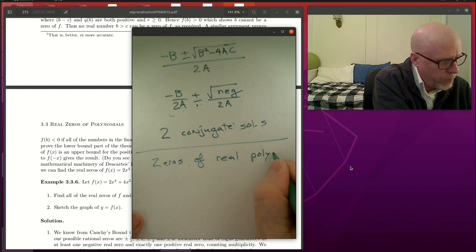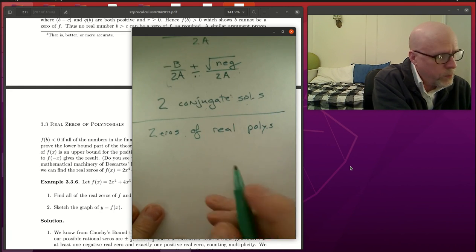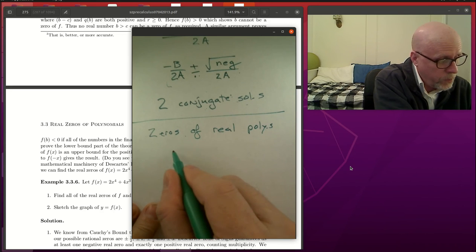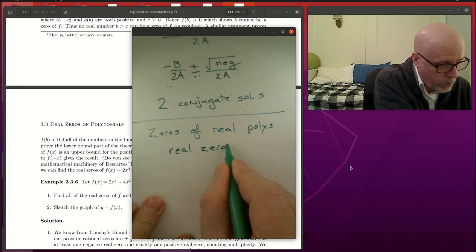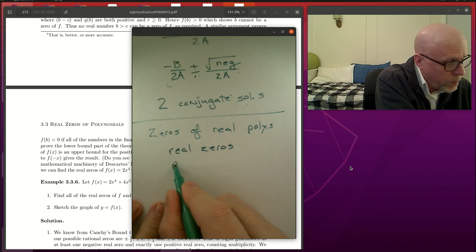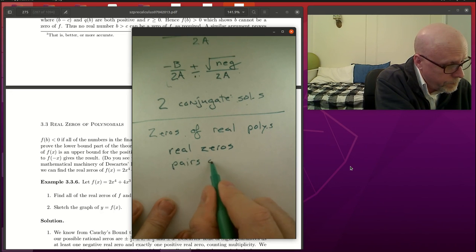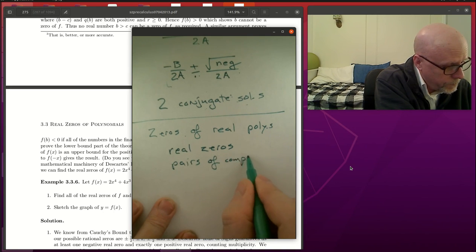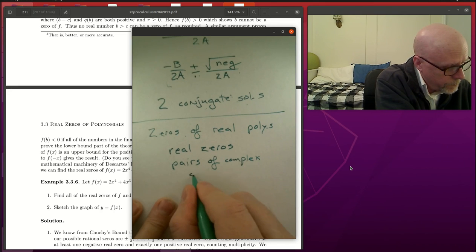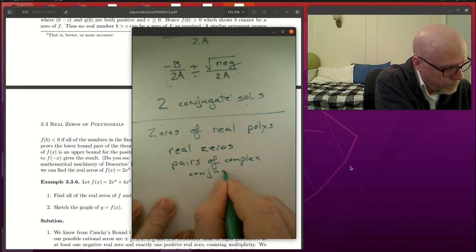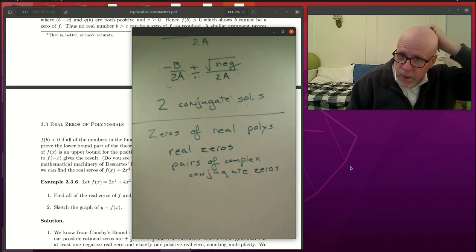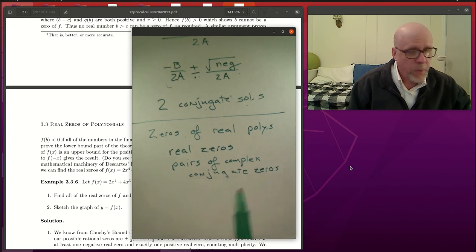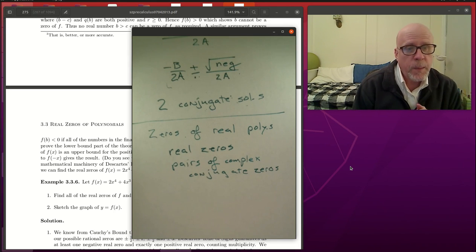If you have a real polynomial, the zeros come up in two kinds. You have real zeros, however many you like, and pairs of complex conjugate zeros. And if you get down to doing the zeros of a polynomial over the complex numbers like this, where you get pairs of complex conjugates, a really nice thing happens.